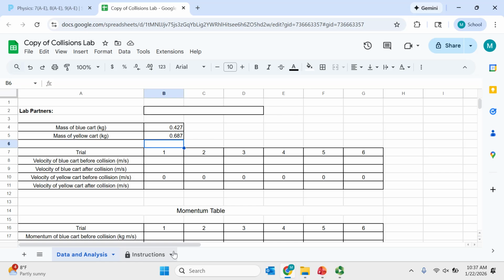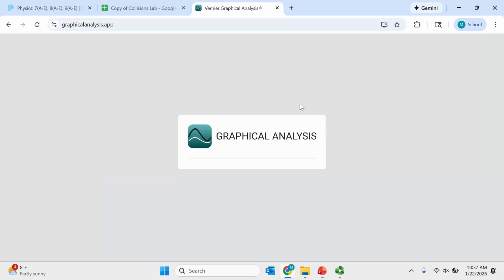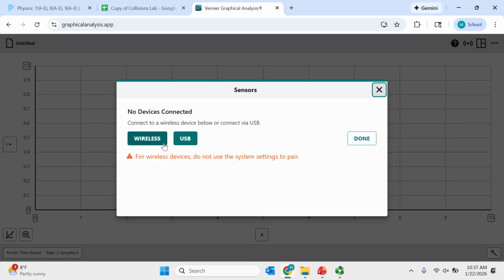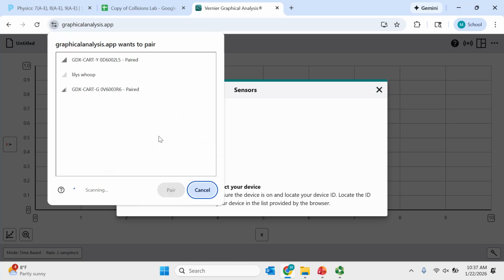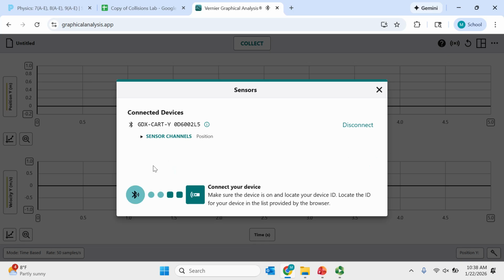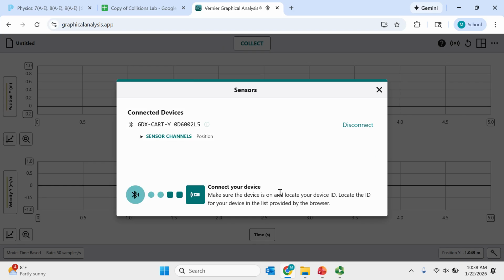So the first thing I need to do is to set up graphical analysis to collect the data that I want to collect. So I'm going to pick graphical analysis. We're going to pick my sensors, and I'm actually going to pick two different carts this time. So I have these two carts turned on. There's my yellow cart, and we're going to let it connect. And then we'll do the same thing for the blue cart, and we'll let it connect.